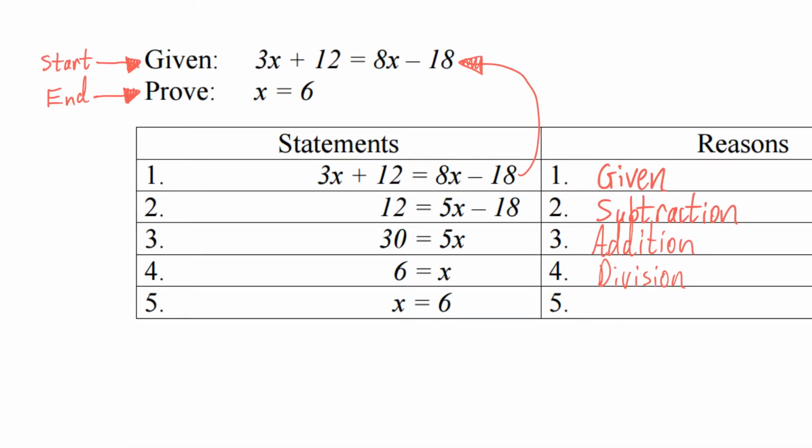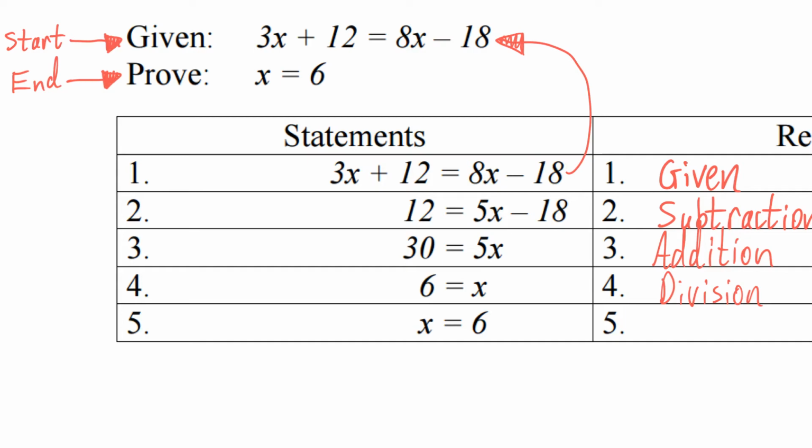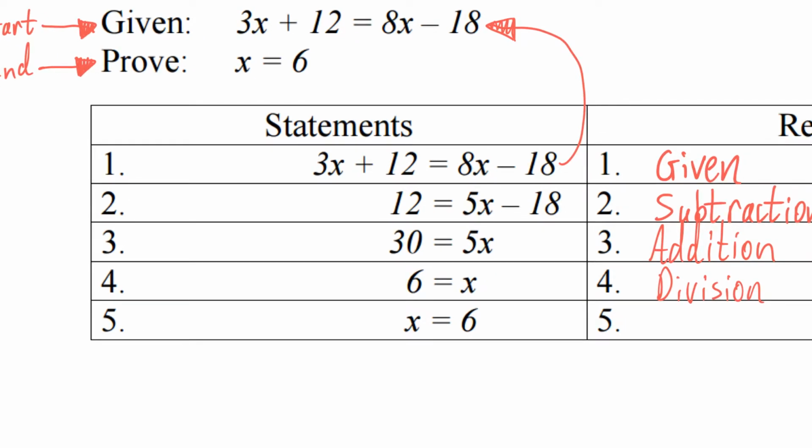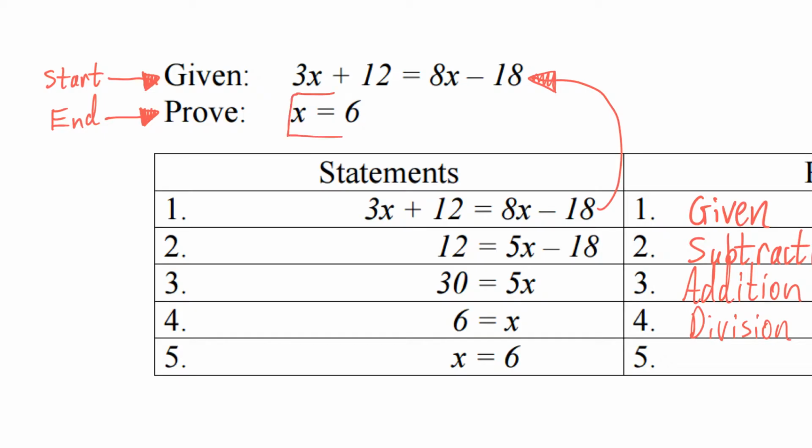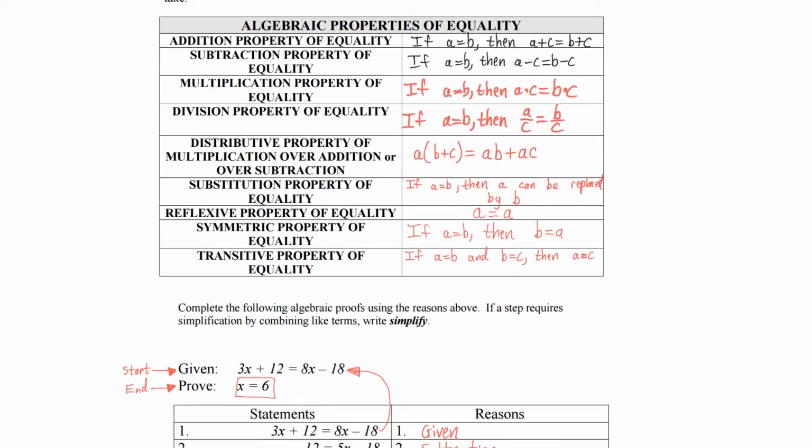Now, this may seem like we're splitting hairs here, but with the way that work has worked out, it got us to 6 equals x. But what I want to prove is that x equals 6. So what I want to do in that last step is flip that to where instead of 6 equals x, I want x equals 6.